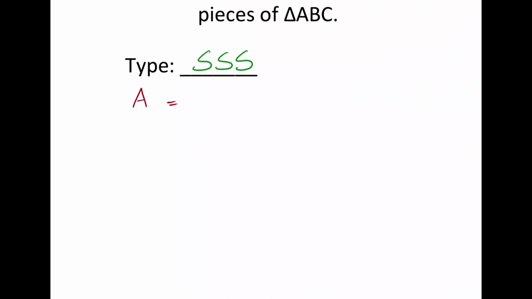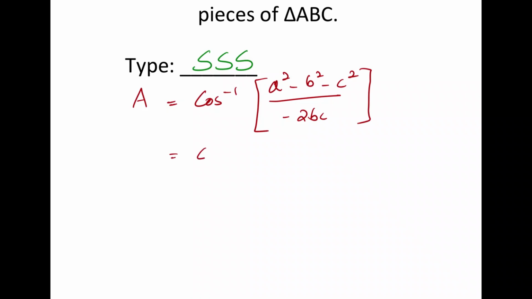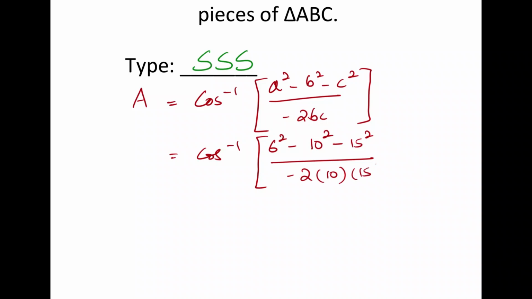So the measure of angle A is going to be the inverse cosine of (A squared minus B squared minus C squared) divided by negative 2BC. I'm going to plug it all in, since all those lowercase letters are side lengths given in the problem. So A is 6, B is 10, and C is 15. And then we have negative 2 times B times C in the denominator.